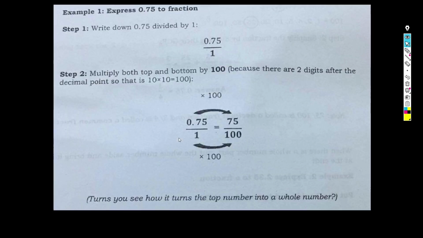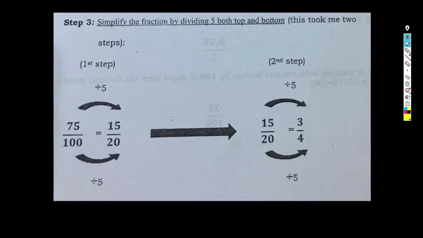Next, express 0.75 to fraction. Write down 0.75 divided by 1. So this form, and then multiply both top and bottom by 100. Why? Because there are two digits here, 7 and 5 after the decimal point, so that 10 times 10 is 100. So we multiply 0.75 by 100 to make it 75, and then 1, we multiply that also to make it 100. So 75 over 100. Okay, we can also simplify this one. Let's check on the next part.